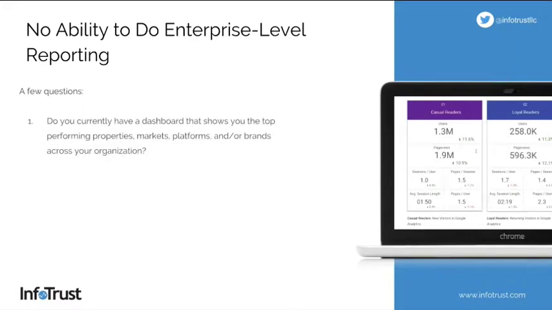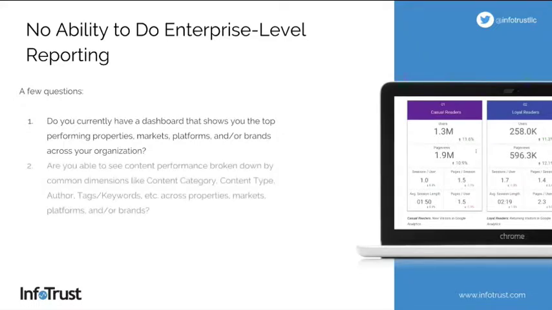A few questions that I want to ask you. Do you currently have a dashboard that shows you the top performing properties, the top performing markets, platforms, brands across your organization? Is this something that is currently possible right now? Are you able to also see the content performance broken down by common dimensions like content category or content type, author, tags or keywords, really across those properties and markets, those platforms and those brands? Is that possible for you right now?